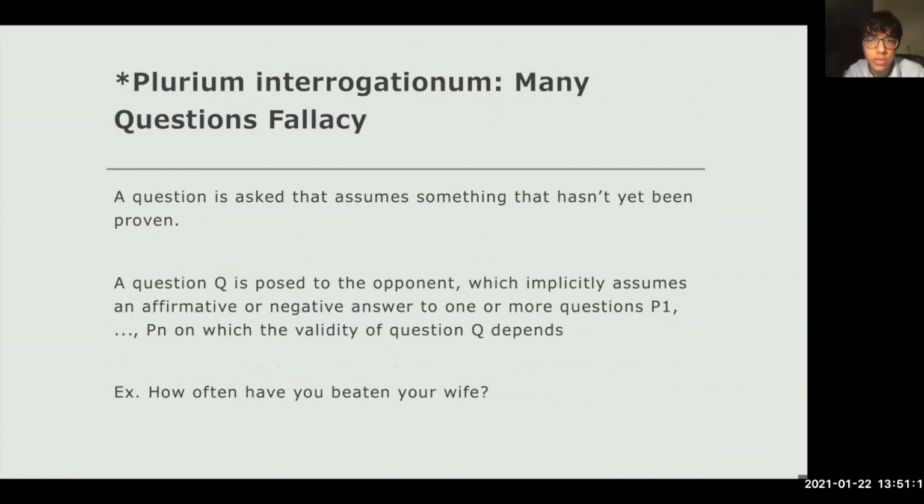All right. Plurium interrogationem, many questions fallacy. A question is asked that assumes something that hasn't been proven. A question Q is posed to the opponent, which implicitly assumes whether a previous question is answered yes or no, right? So people often make this fallacy.